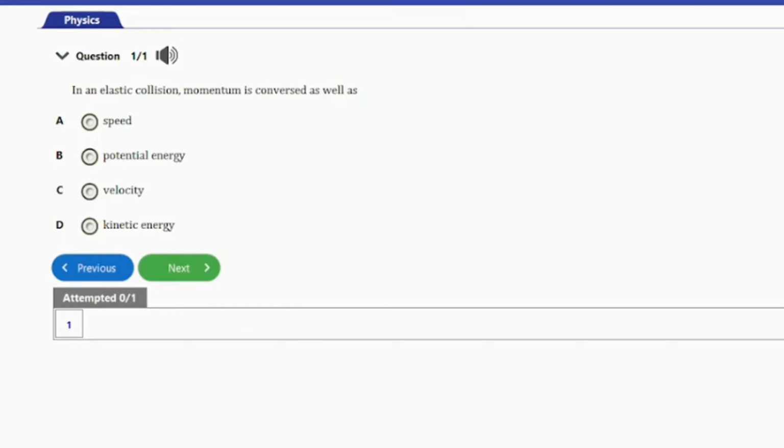So in an elastic collision, kinetic energy is not lost, and then momentum is also conserved. And that's it for this question. So option D is the answer to this question.